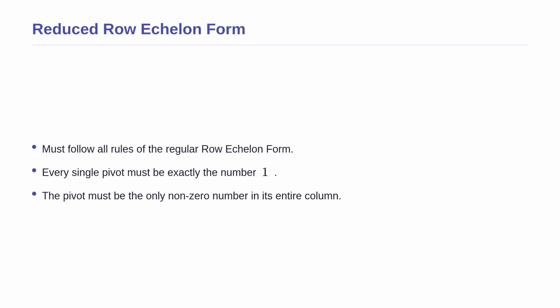Sometimes, just having a staircase is not clean enough. We want the absolute simplest version of the matrix known as reduced row echelon form, or RREF. This ultimate clean state follows all the regular echelon rules but adds two powerful new ones. First, every single pivot must be exactly the number 1. Second, the pivot must be the only non-zero number in its entire column. This means we must create zeros above the pivot as well as below it. When a matrix reaches this state, every variable is completely separated.